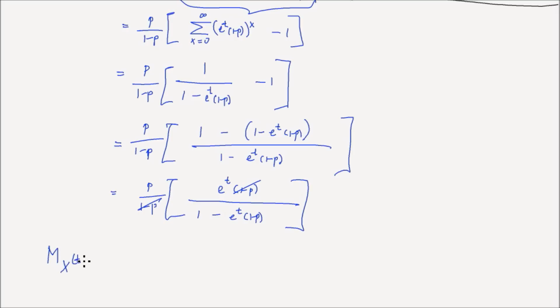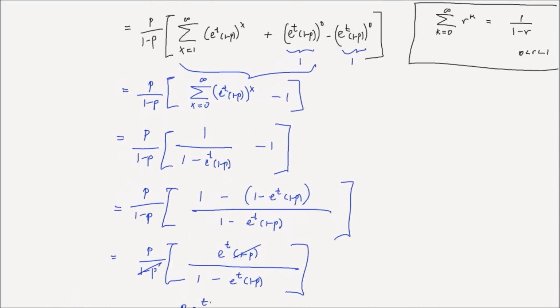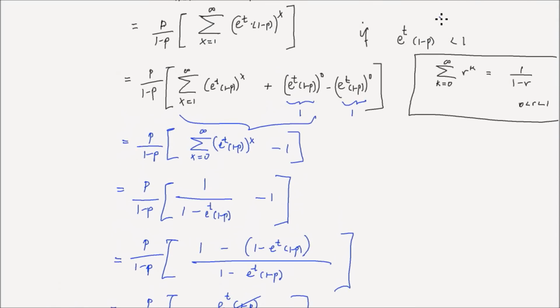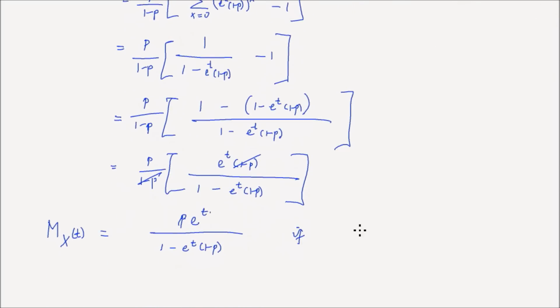The MGF of a geometric random variable x has the expression p times e to the power of t divided by 1 minus e to the power of t times 1 minus p, if, we don't have to forget that condition, if e to the power of t times 1 minus p is less than 1. Or this can be written as t less than the negative natural log of 1 minus p.